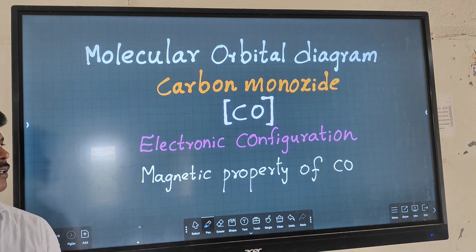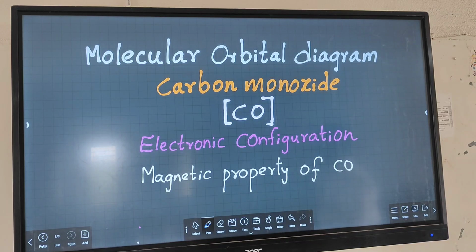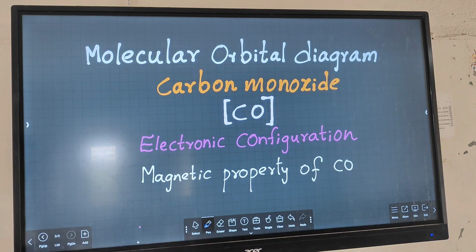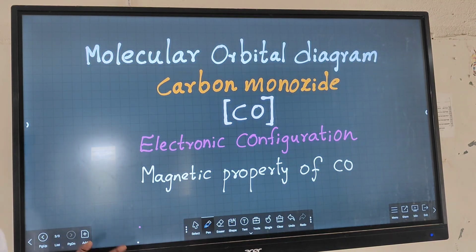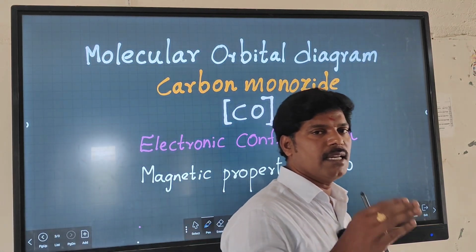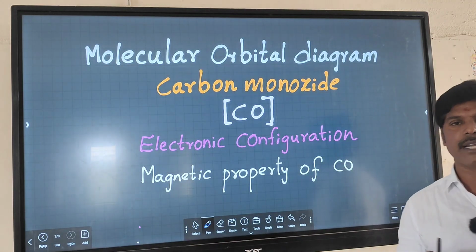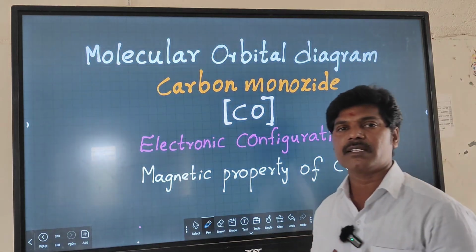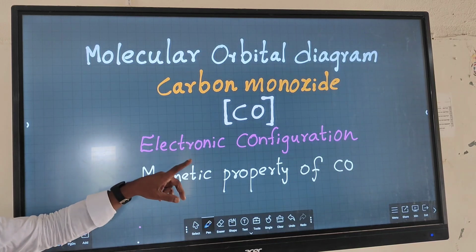Dear students, today I am going to explain the molecular orbital diagram of carbon monoxide and electronic configuration of the molecule. In the previous classes, we have learnt the electronic configuration of atoms. Now we are going to understand how to write the electronic configuration of a molecule. Carbon monoxide is a molecule, and we will also look at the magnetic properties of carbon monoxide.